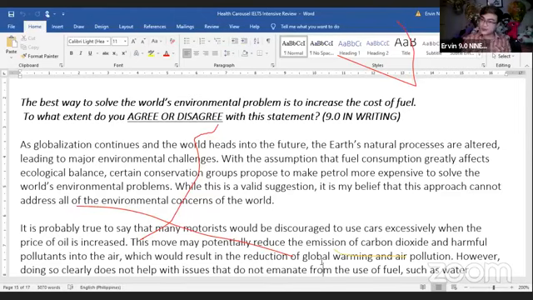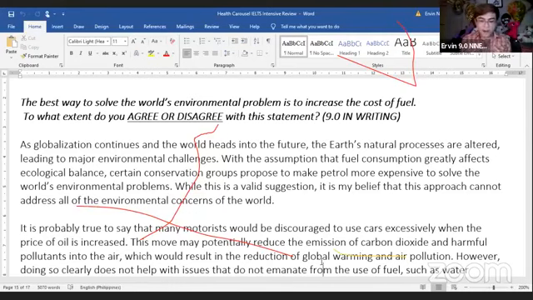Now, I'll prove to you that you don't have to be a poet. You don't need to use Shakespeare's English just to get a high band score. Perhaps after reading this output, you'll never look at 9.0 in writing in the same way again, because in the first place, it is not intimidating. Ladies and gentlemen, the task description is: the best way to solve the world's environmental problem is to increase the cost of fuel. To what extent do you agree or disagree with this statement?